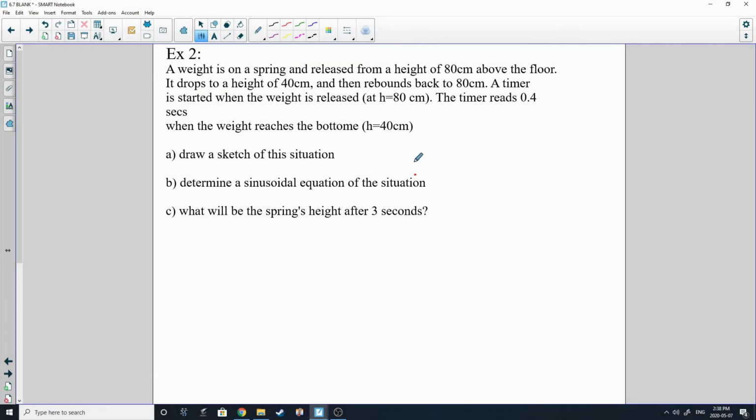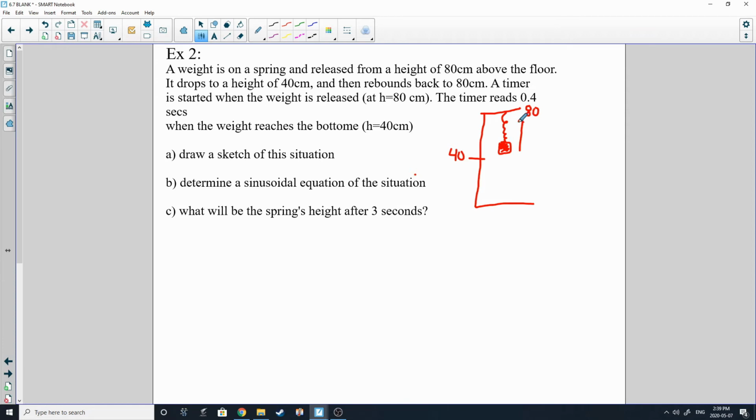Question number 2. Another kind of nice light question here. So physics 1, we've got a weight on a spring. So let's go ahead and just draw a little sketch. We've got a weight on a spring thingy. There's my weight. Now, it's released from a height of 80 centimeters above the floor. So let's call this 80. And it drops to a height of about 40, and then it rebounds back to 80. So when we get to this halfway point, it rebounds back up.